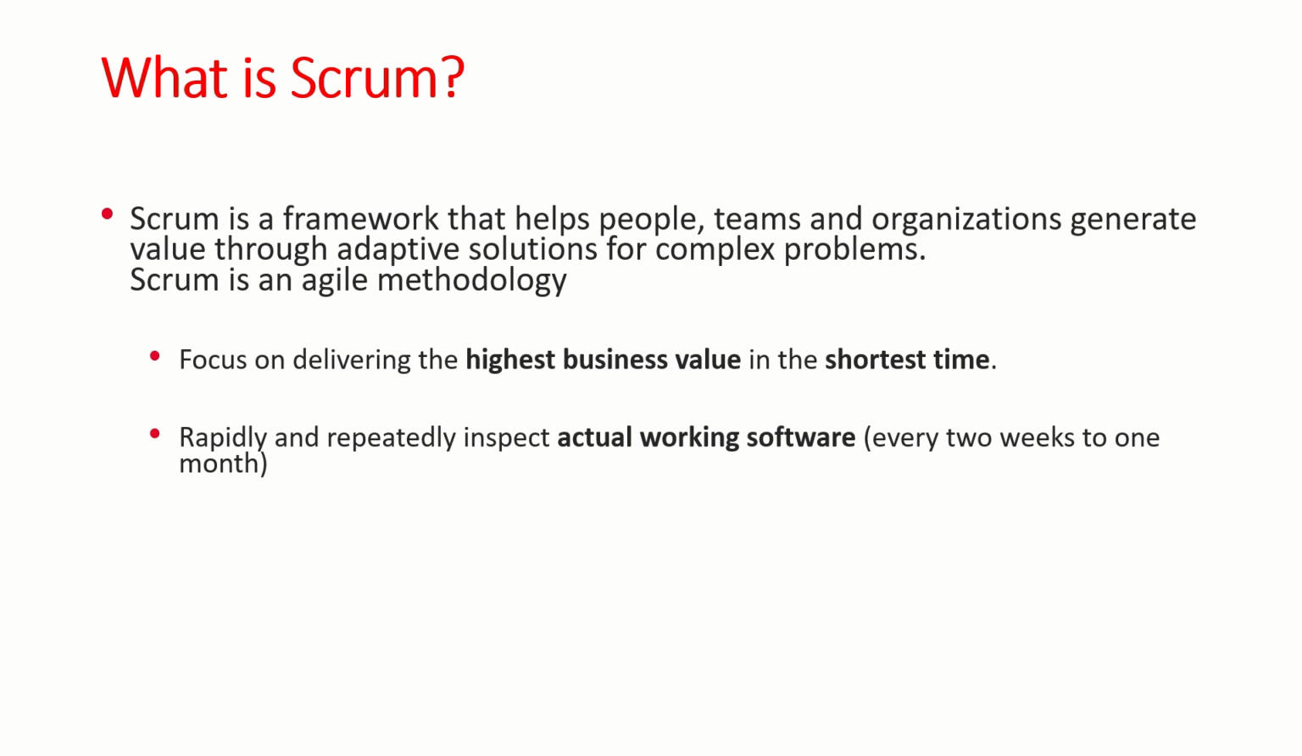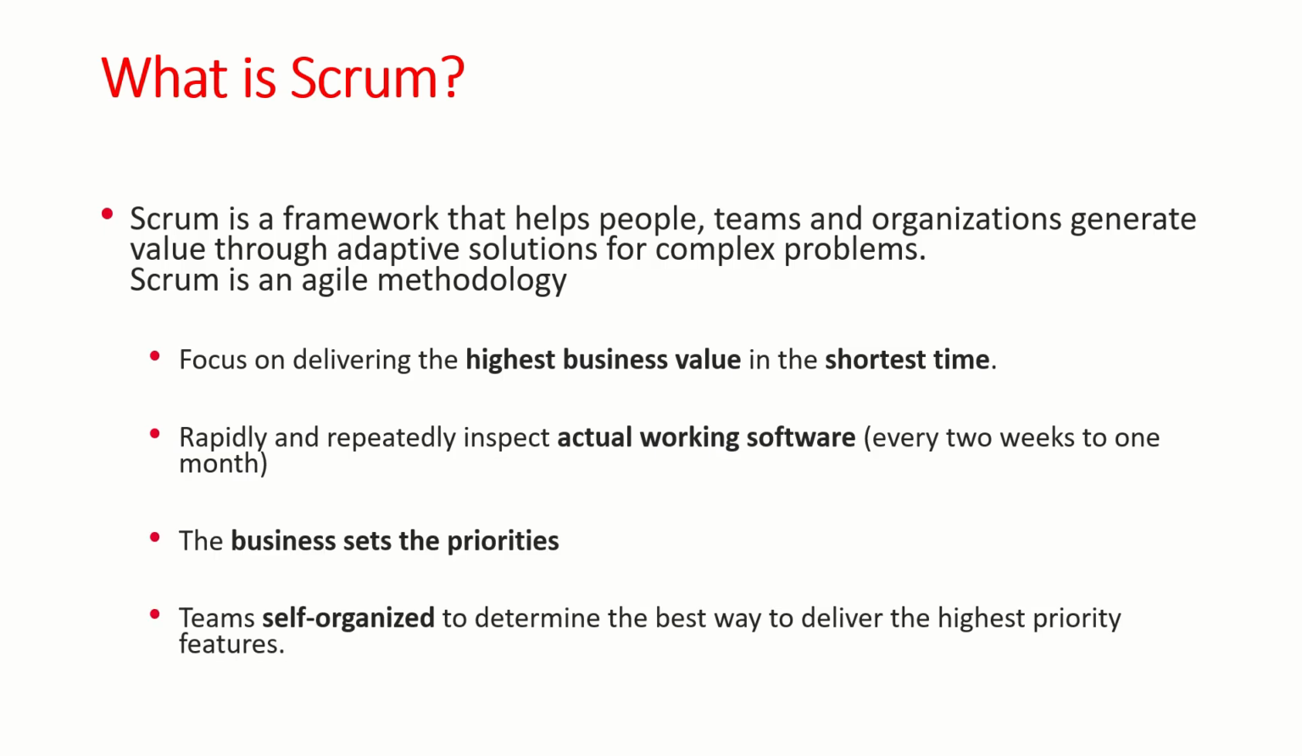It rapidly and repeatedly inspects actual working software every 2 weeks to 1 month. The business sets the priority, and the last one is the teams. They are self organized to determine the best way to deliver the highest priority features. So, you will understand all of this when you understand the Scrum events.